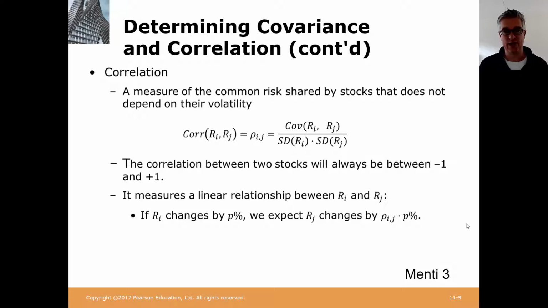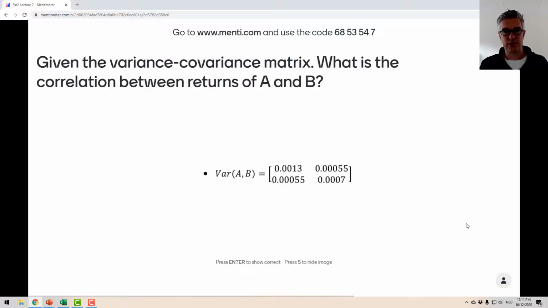So how can you interpret the correlation coefficient? Well, you can interpret by saying, hey, if the return for stock I changes by some percentage, we would expect the return for J to change by the correlation coefficient times that percentage. So if the correlation coefficient is exactly 1, so they move perfectly together, then you would expect if I goes up by 6%, then J would also go up by 6%. If it's perfectly negative, then if I goes up by 6%, you would expect J to go down by 6%. And of course, all these values will be somewhere in the middle. Let's try and calculate the correlation.